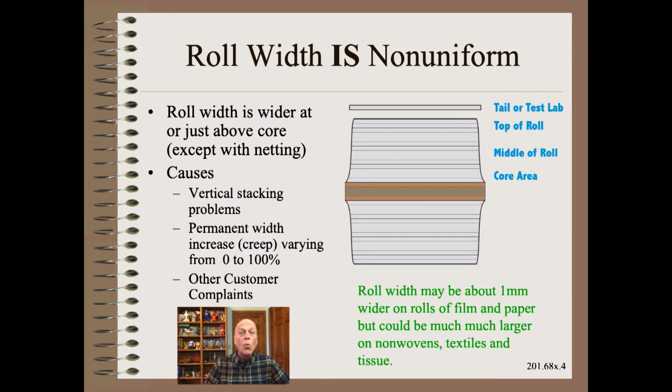Your roll width will be wider at or just above the core with very, very few exceptions. This is guaranteed by the laws of physics for almost every roll ever wound. This can cause a variety of practical problems, such as poor and dangerous roll vertical stacking or permanent web width increases. Your customer may have other complaints about the rolls not having flat ends.